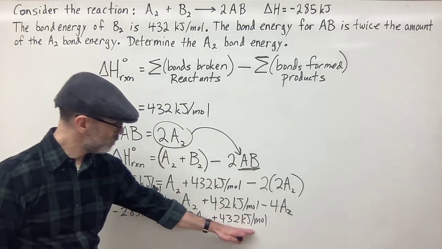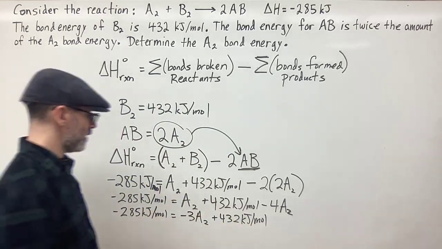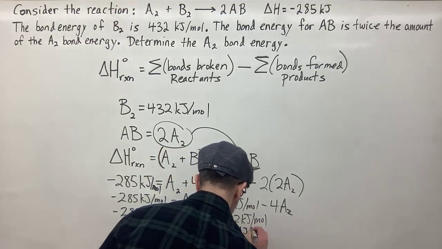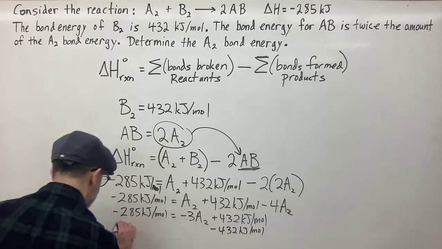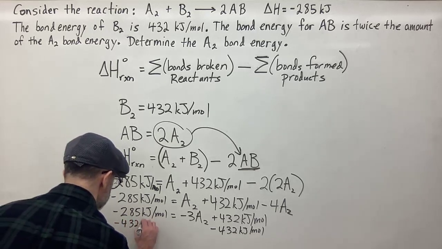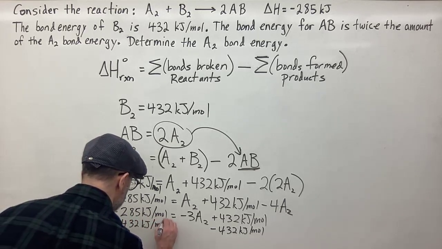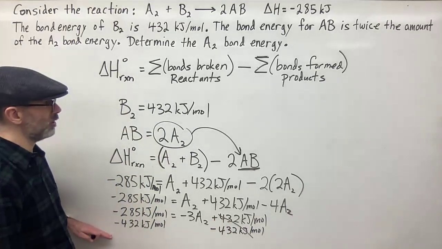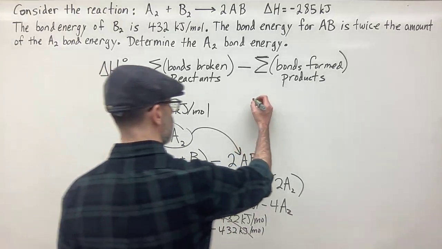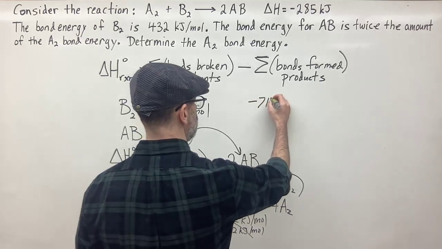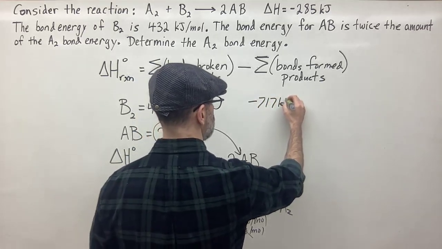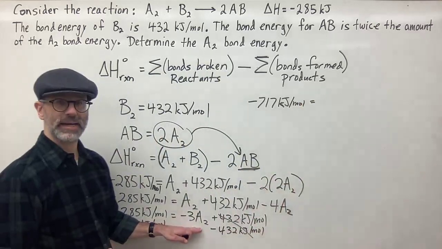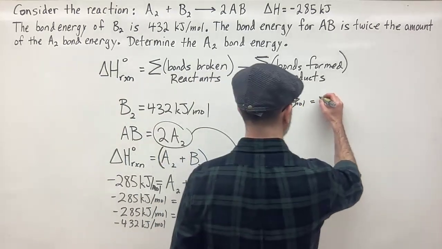And now I can subtract 432 from both sides. So I'm going to do that. So minus 432 kilojoules per mole, minus 432 kilojoules per mole. So that cancels out. Now I add these two together, and I'm going to go ahead and continue up here. So when I add those, I get 717 kilojoules per mole, and that's equal to minus 3A2.